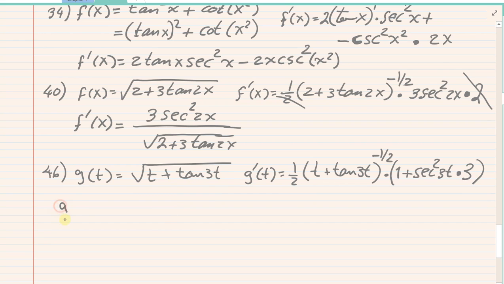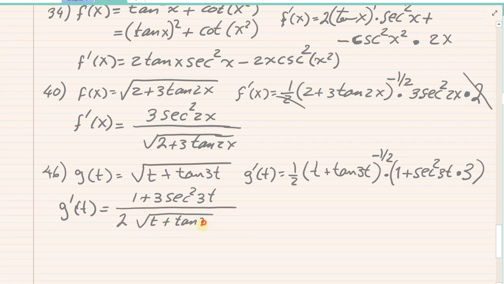Okay, again, let's bring this one home. g prime t is equal to, the half is going to stay in this one, right? So I'm going to have a half. In parentheses, we have 1 plus 3 secant squared, 1 plus 3 secant squared 3t, divided by 2 times the square root of t plus tan 3t.